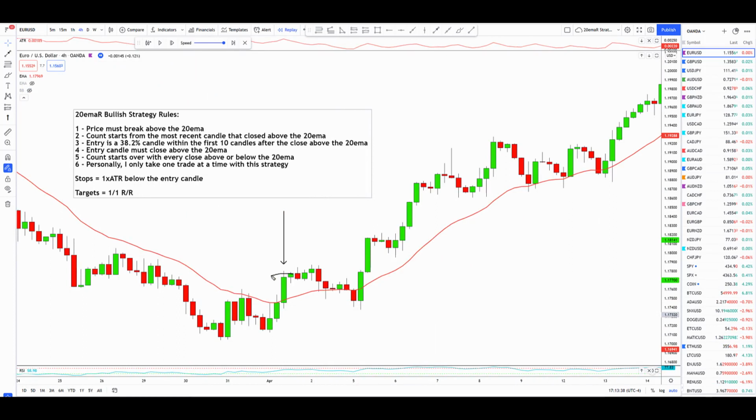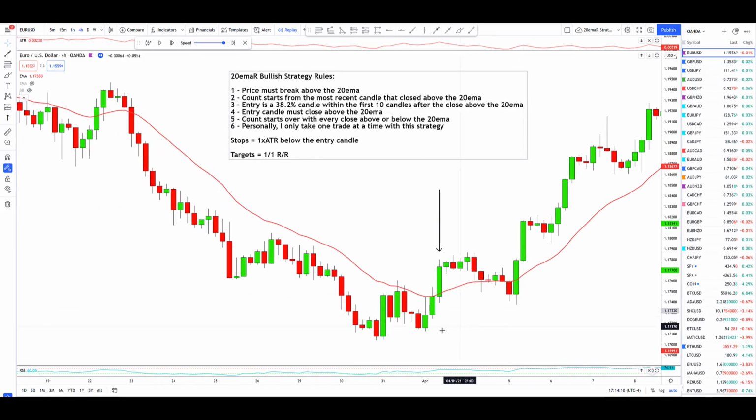With this being the 0 bar, what are we looking for next? Next, we start our count, right? Our count starts from here. So we would take that measuring tool, measure over 10 candles, and we would look for a 38.2% candle within those 10 candles. The entry candle also must close above the 20 EMA. That's something I didn't mention before, and that's why I do these tutorials, so that I can catch myself whenever I mess up. So the entry candle must close above the 20 period moving average as well.